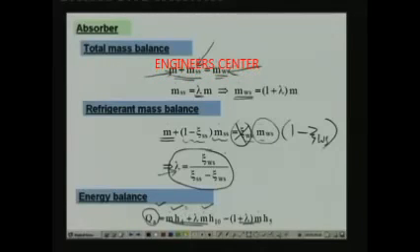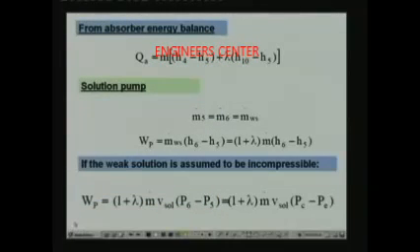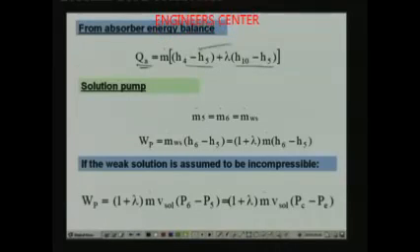Now we can also write this expression in this form. So the absorber load QA can also be written as m dot is common, H4 minus H5 plus lambda into H10 minus H5. Okay, and this term H4 minus H5 is nothing but the difference in enthalpy as the refrigerant vapor at state 4 is getting converted into solution at state 5. Okay, so this accounts for the phase change of the refrigerant from vapor to solution.